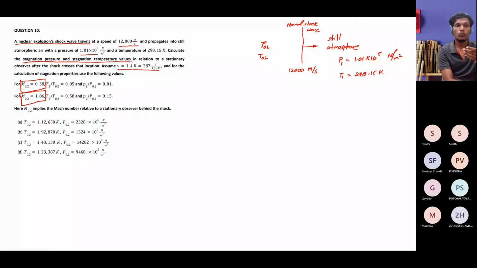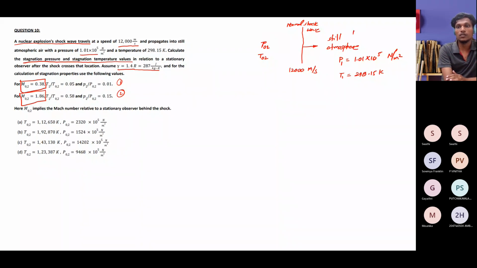If it is supersonic, we have to apply the relations of T2 by T02 for these relations, or else we need to apply the secondary relations, these relations. This is the first one, this is the second one. So apply using this, we have to find only the T02 and P02, the values we need to find. So let's start our analysis.